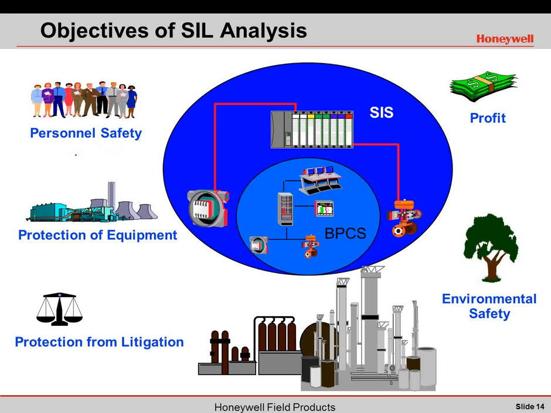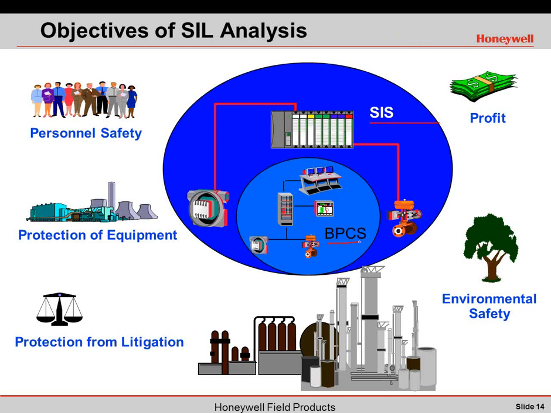So the objectives of SIL analysis are really a number of them here. Personnel safety, primarily, I would say, protection of equipment, protection from litigation, profit, because if your system is safe, it remains running, hence you can make more of that product. Also environmental safety, so we maintain the environment around the plants and are good neighbors to the rest of the community.